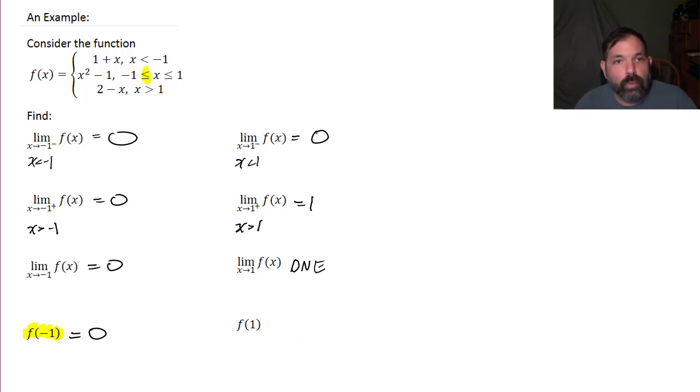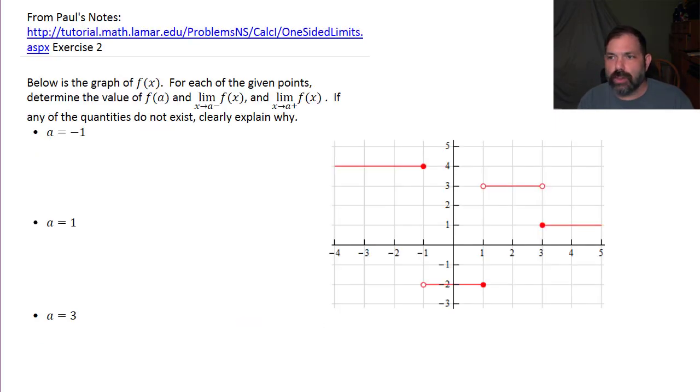And f of 1, if we're trying to evaluate f of 1, my input is exactly 1. I would follow the x squared minus 1 rule, which is 0. All right, so that's how we can work with the notation. There's a couple of symbolic examples. Let's look at some examples where we are given graphs instead of the actual function notation.